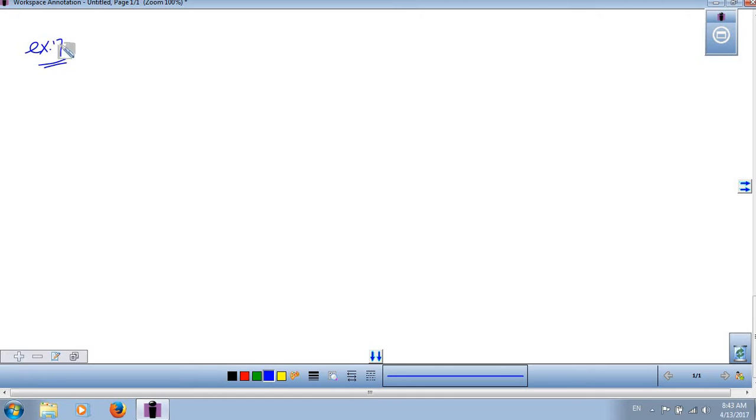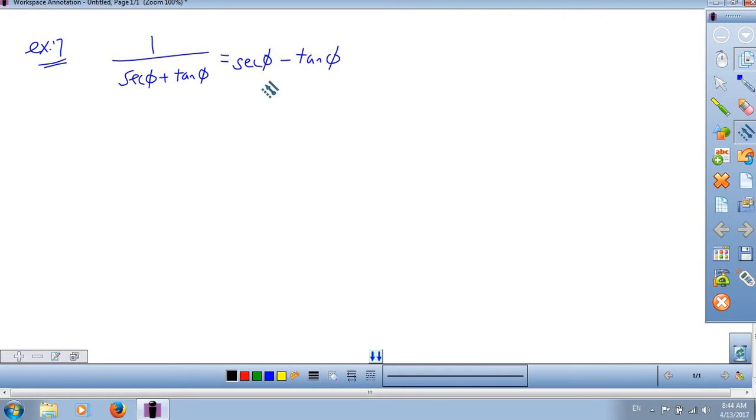Alright, let's try another one. Example number 7 here. 1 over secant phi plus tangent phi equals secant phi minus tangent phi. How does that come about? Okay, let's take a look at how we can go ahead and prove this one.